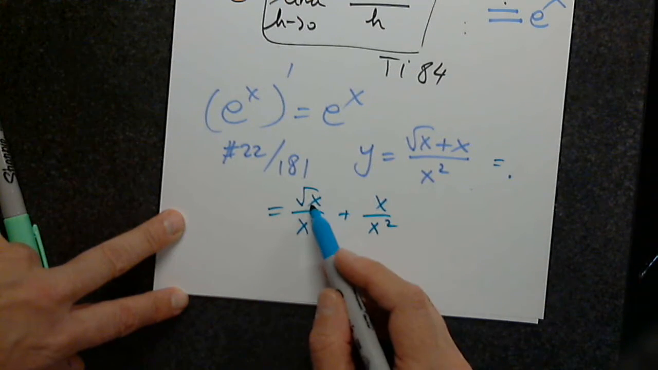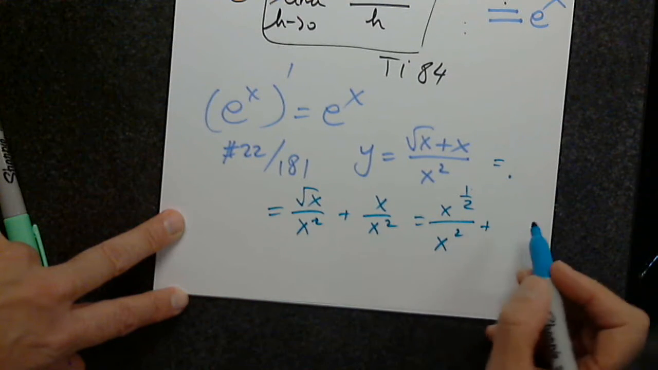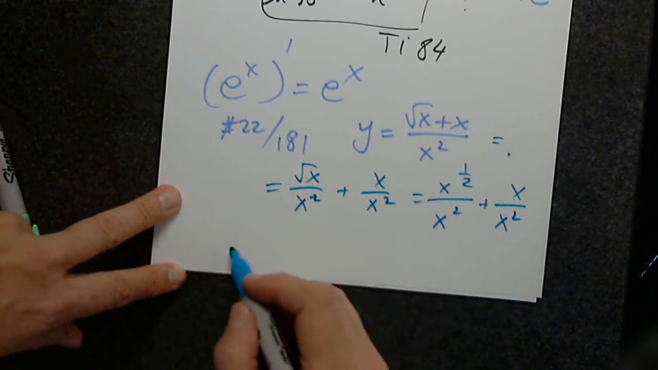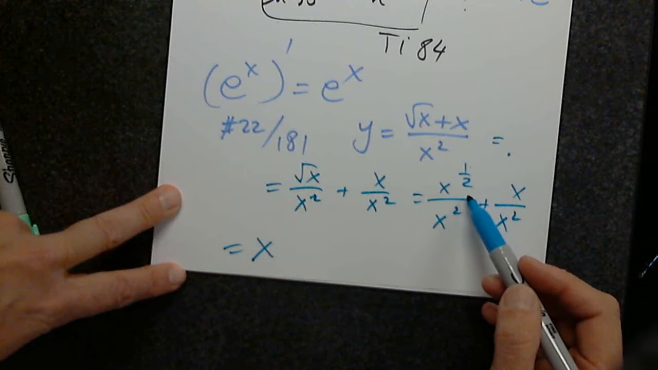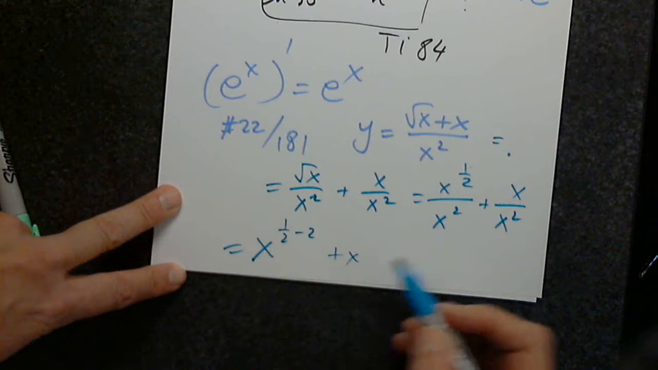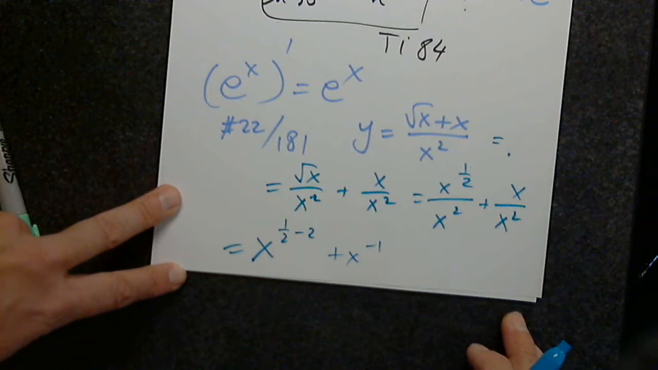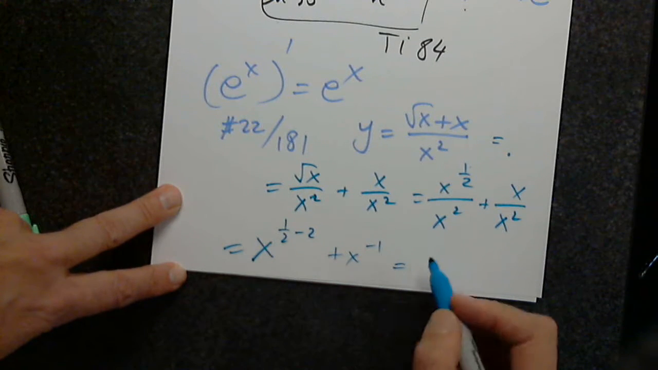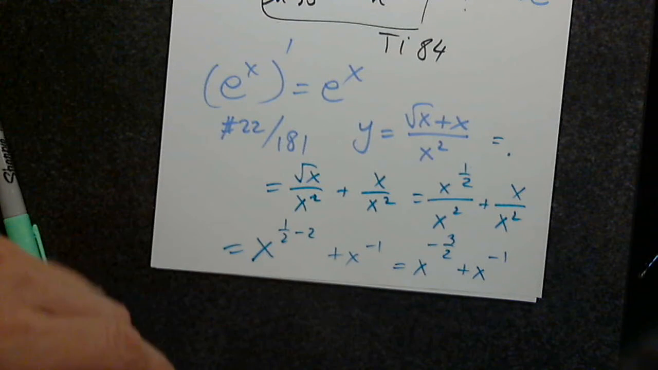So this is x to 1/2 divided by x squared plus x over x squared. I copy the base and subtract the exponents, 1/2 minus 2. I copy the base and subtract my exponents, 1 minus 2. 1/2 minus 2 is negative 3/2. And x to negative 1.